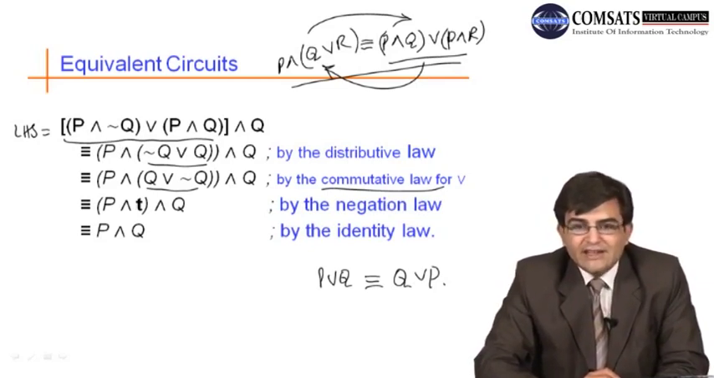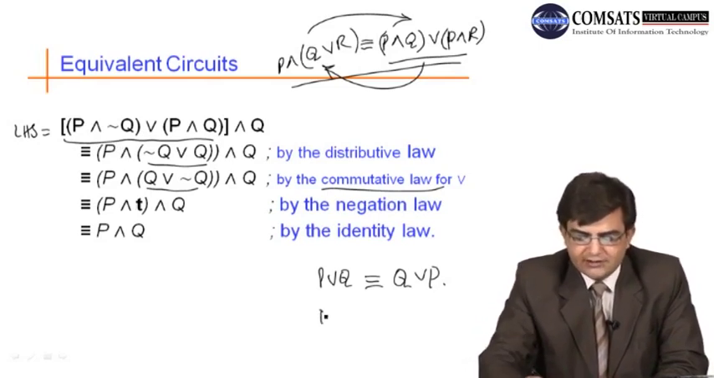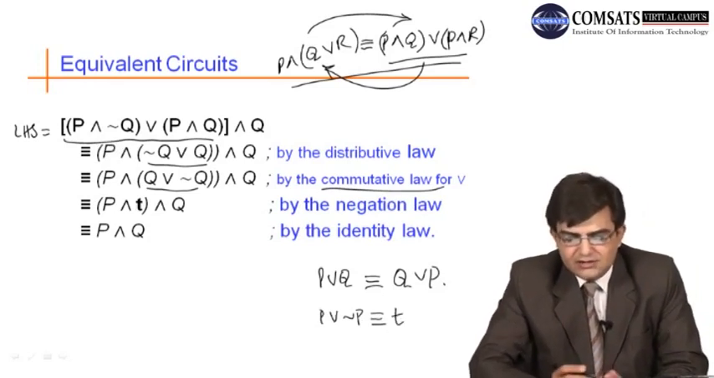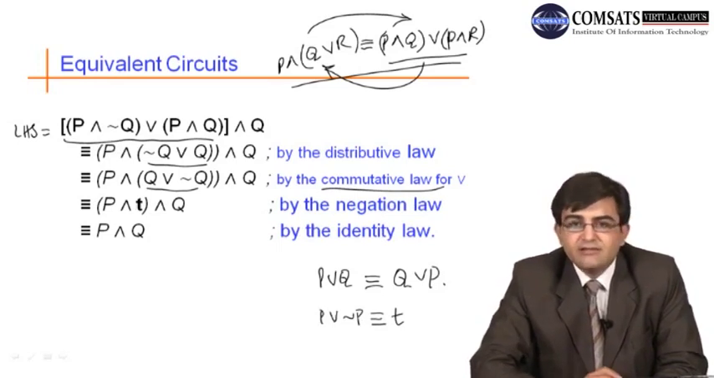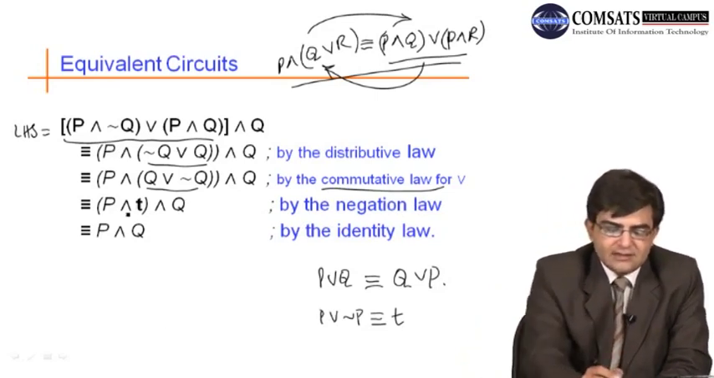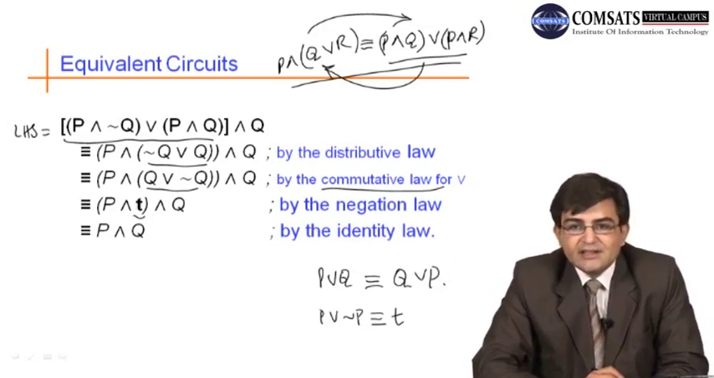And we know that by the negation law, Q or not Q, or as we have discussed it, P or not P, is equivalent to a tautology. A tautology is basically a proposition which is always true. We have discussed it in the previous lecture. So Q or not Q gives us a tautology, and this is basically the negation law.